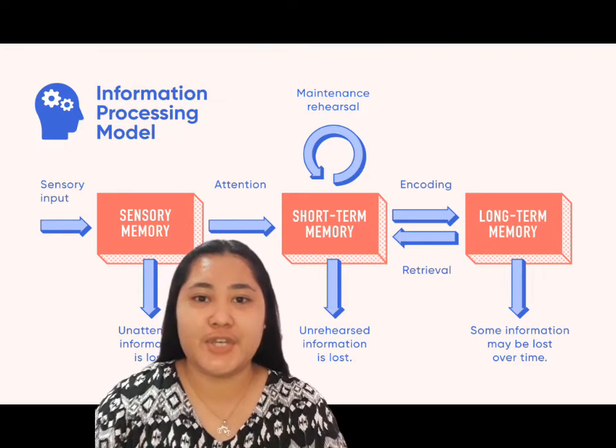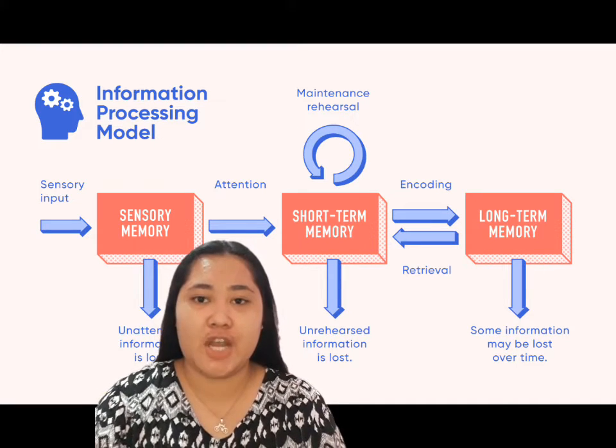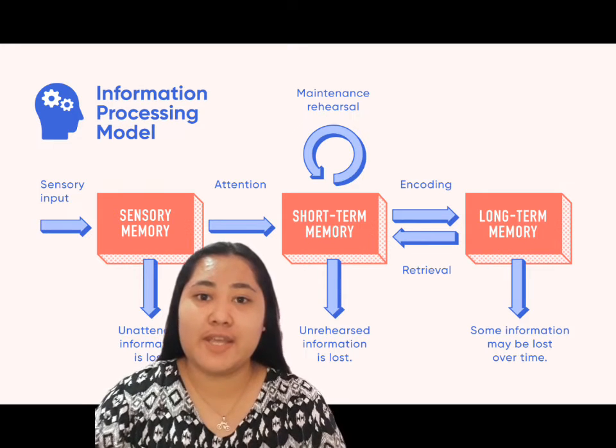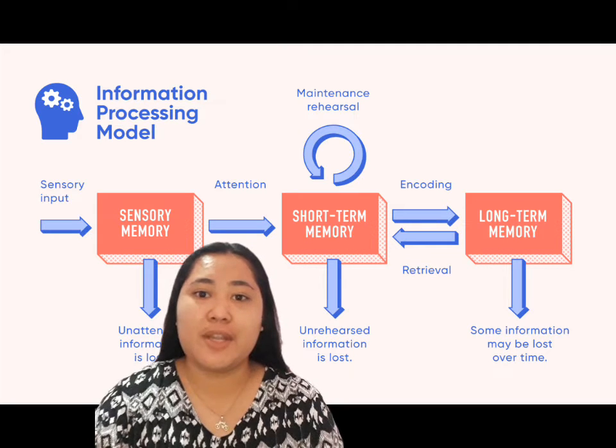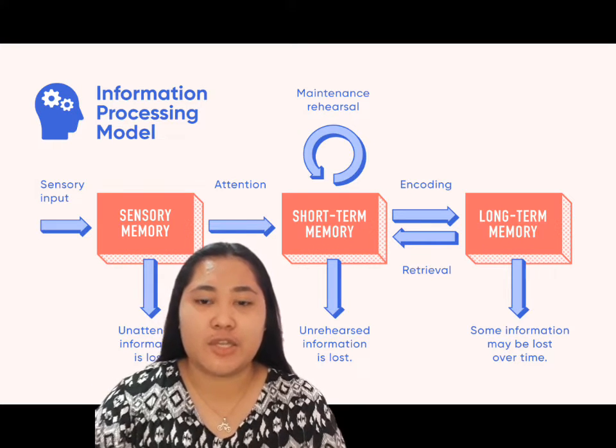Information processing theory is a cognitive theory that examines how information is stored in our memory. The idea explains how our brains filter information from what we're paying attention to right now to what gets stored in our short term memory, also known as working memory, and eventually into long term memory.